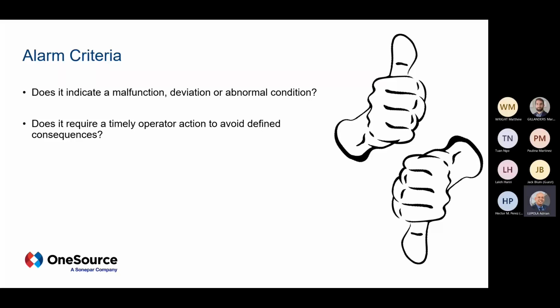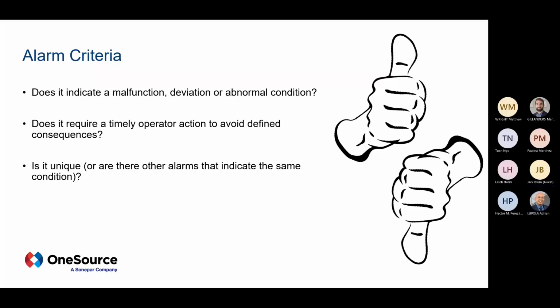If you're not given enough time to act, and it's not within a certain amount of time, as you'll see in the next couple of slides, it's probably something that you do not want to alarm on. Also, is it unique, or are there other alarms that indicate the same condition? If you have multiple alarms triggering on the same event, it's almost like crying wolf. You really want to keep it simplistic. Instead of having 5 alarms off of one event, it makes a lot more sense, especially for your operator, to have one alarm for a single event be triggered. If not, you start getting overwhelmed.